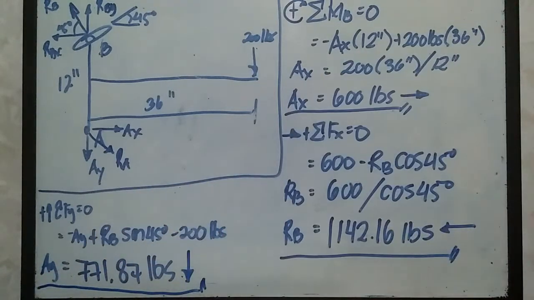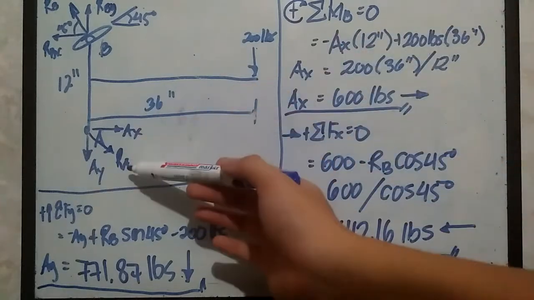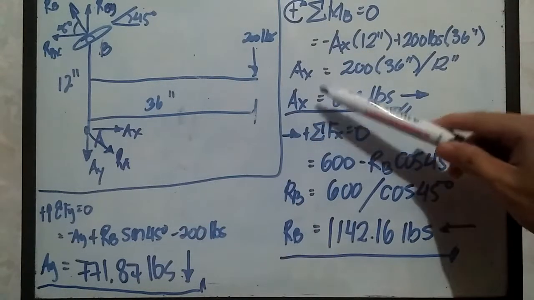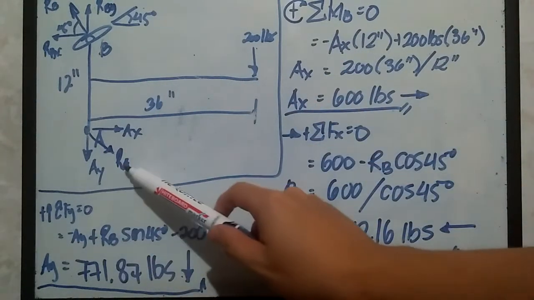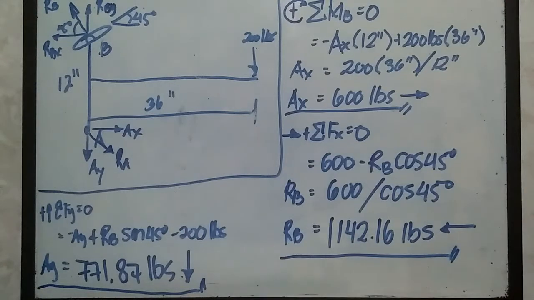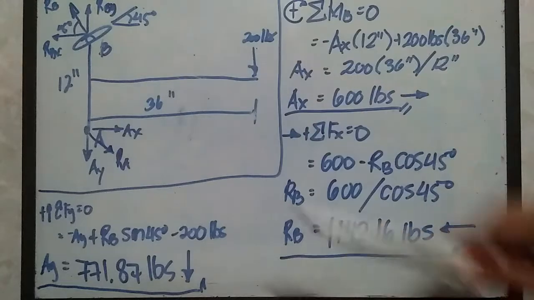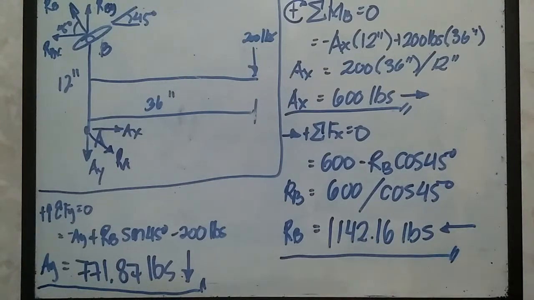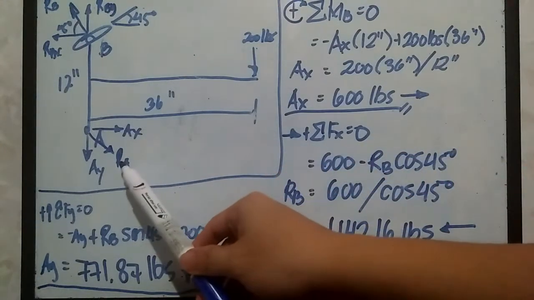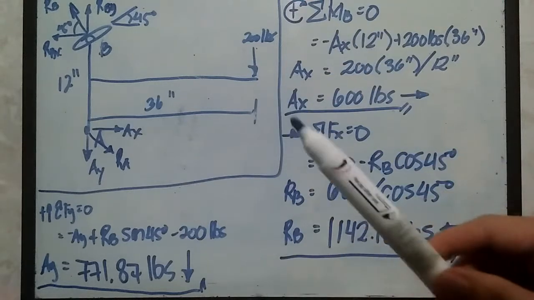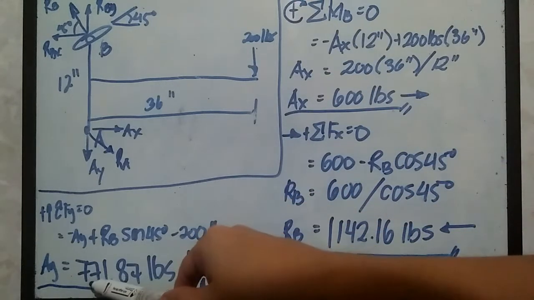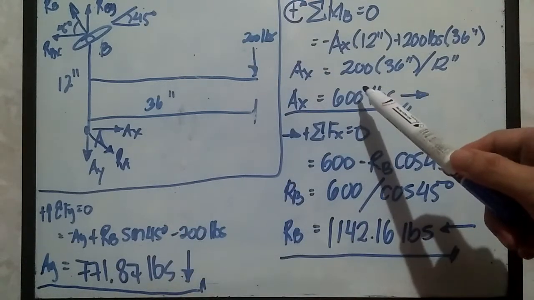Okay, so we managed to solve three forces, and we can't stop there because we still need to solve for R sub A. Since we have the x and the y component for R sub A, we can simply use the Pythagorean theorem. We already solved for the reaction at pin B, which is 1142.16 pounds.